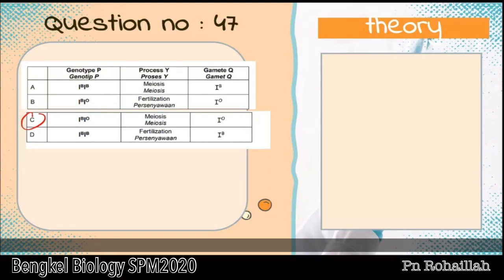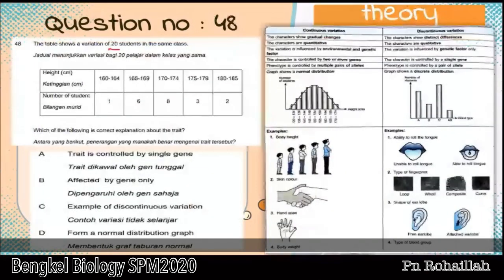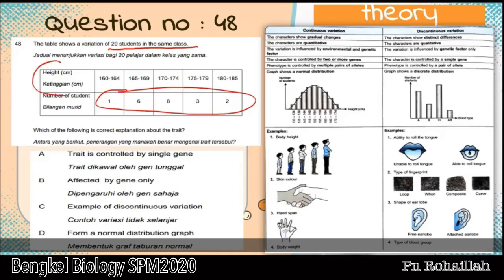Next, second last one. A table shows the height of 20 students in the same class. Which of the following is correct explanation about the trait? We can see the number of students, and we are using height. So from this one, the trait is the height. Height can form a normal distribution graph. This one, okay?